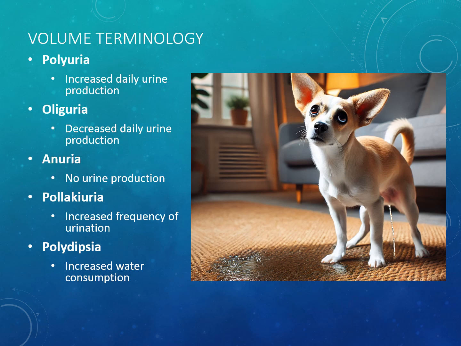Okay, so when we're talking about the volume of the urine that's being produced, we have a couple different terms that you need to know. Polyuria. Anytime you see poly, it means many or more. It means that there's increased daily urine production. So we have more urine than normal. And polydipsia usually goes hand in hand with this. Polydipsia is increased water consumption. And when we have the two together, we call it PUPD. And this is the most common symptom associated with diabetes in animals and people. So PUPD is something we see a lot in diabetics.